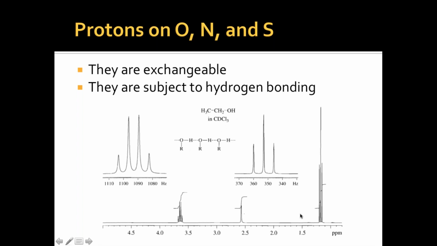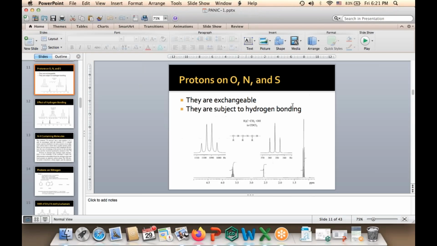What will happen if I dissolve the ethanol in DMSO and then take the NMR? Why are they exchangeable? As I mentioned, they are of ionic nature. So we will discuss this topic of protons on oxygen, nitrogen, and sulfur after 15 minutes.